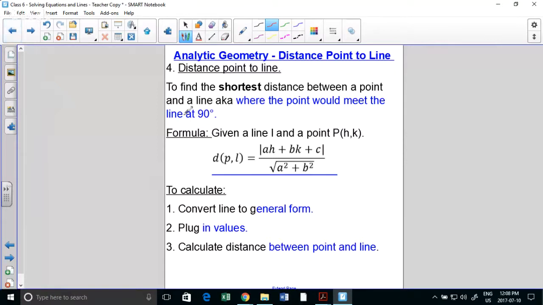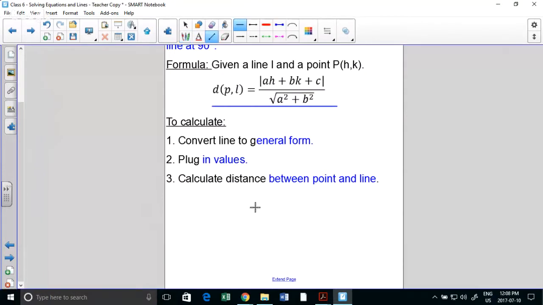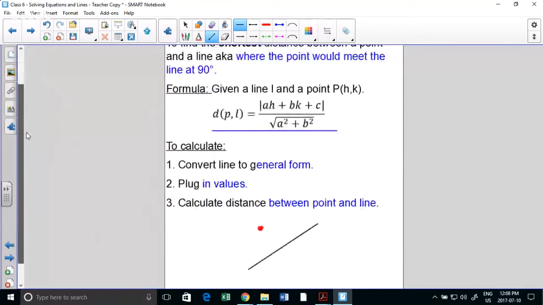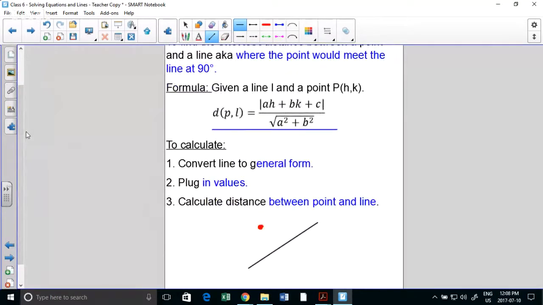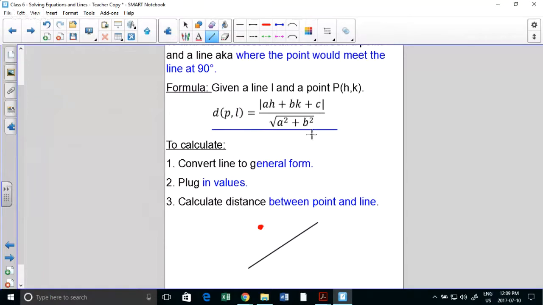Distance point to line. So you have a distance between 2 points, but sometimes you want the distance between a point and a line. Now, in the Cartesian plane, you have this line, let's say, and we have a point. Essentially, what I'm doing is I'm finding the shortest distance between this point and this line.